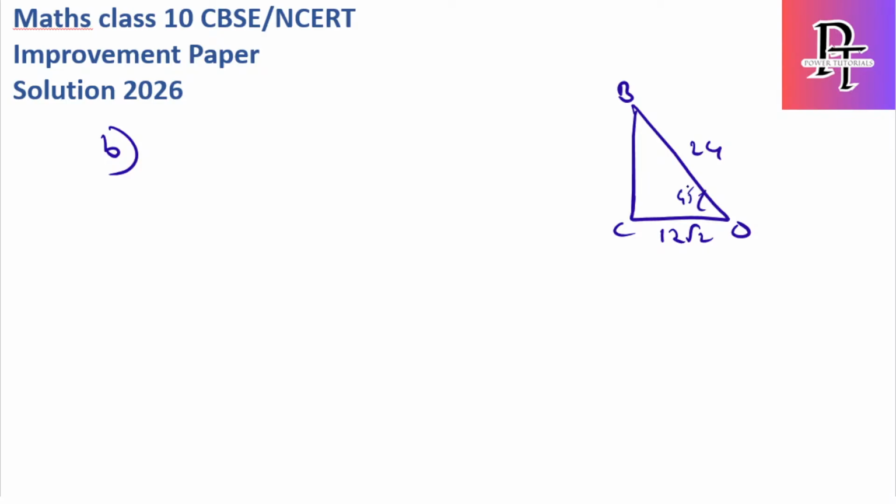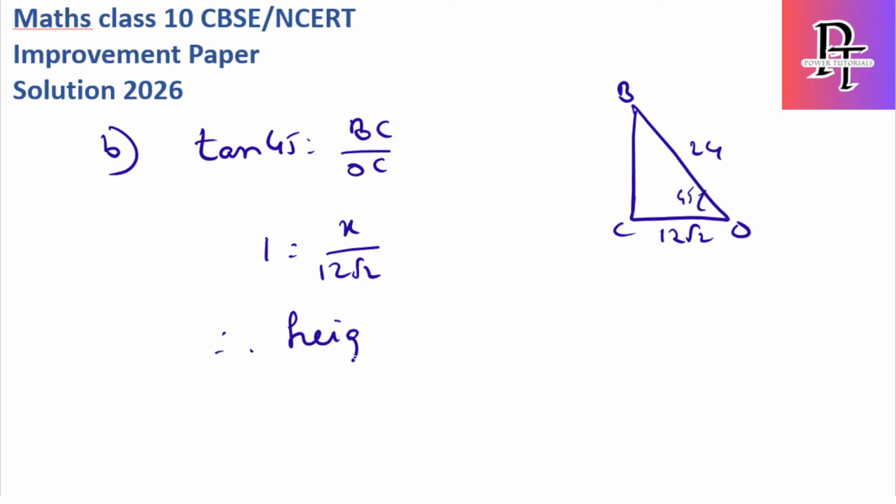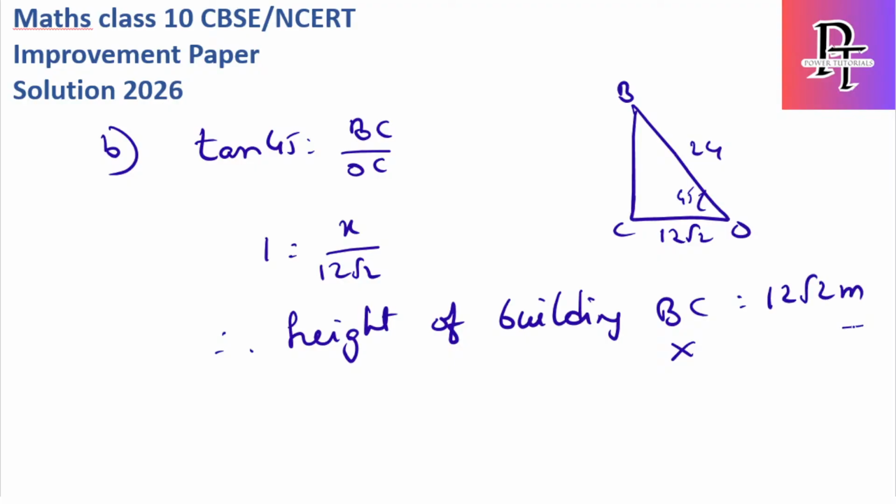I can use sine, cos, whatever you want, but I will choose tan 45 because I know the adjacent side. So tan 45 is equal to BC by OC. Tan 45 is 1, BC is X, which we need to find, and this is 12 root 2. Therefore the height of building X is equal to 12 root 2 meters. I can say case study 2 is very easy when compared to case study 1 because these are direct questions.